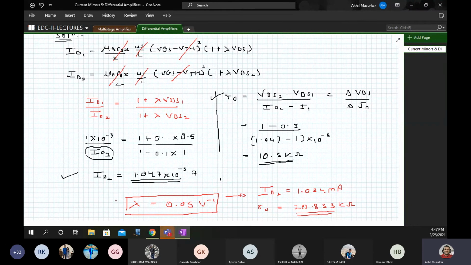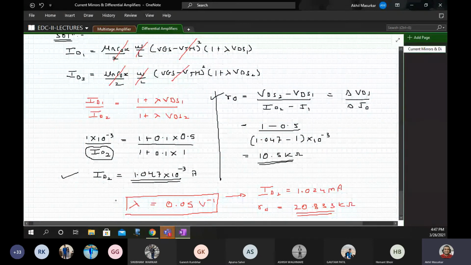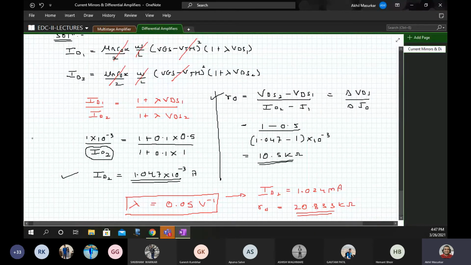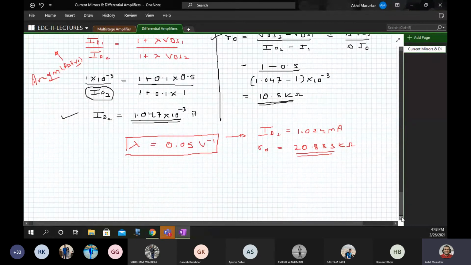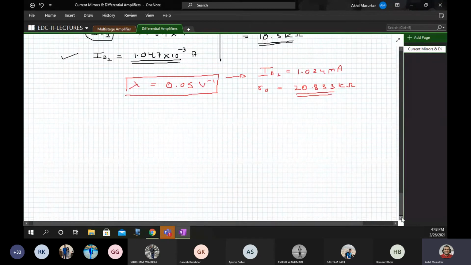So we would always like to have a very high R0, and on top of this you can also see that my R0 changes with ID, which I would not like because my gain AV is GM times RD parallel R0. RD is fixed, okay, fine. But what about GM and R0? They are not fixed. So I want to somehow stabilize this gain, and that is the reason why I should use circuits which will give me constant current.